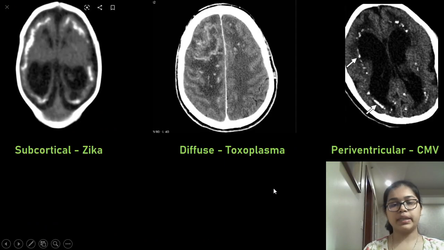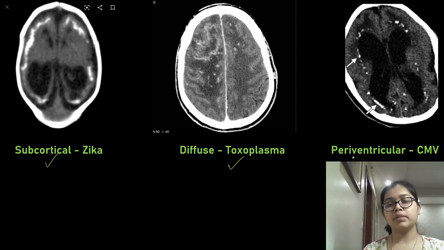This is just to compare the various kinds of calcifications produced by different viruses after vertical transmission: subcortical by Zika, diffuse by Toxoplasma, and periventricular by CMV infections. You can just take a screenshot to compare the different kinds of calcifications.